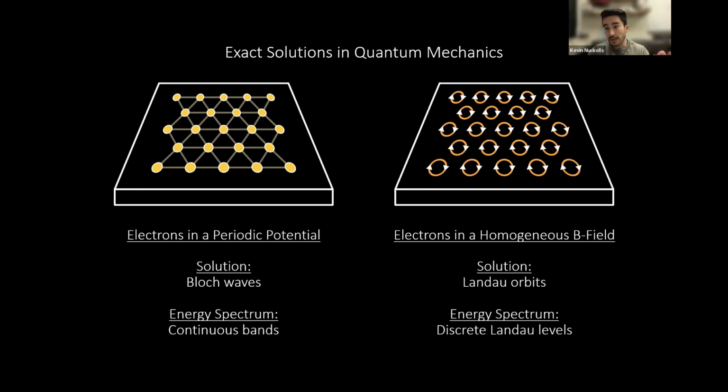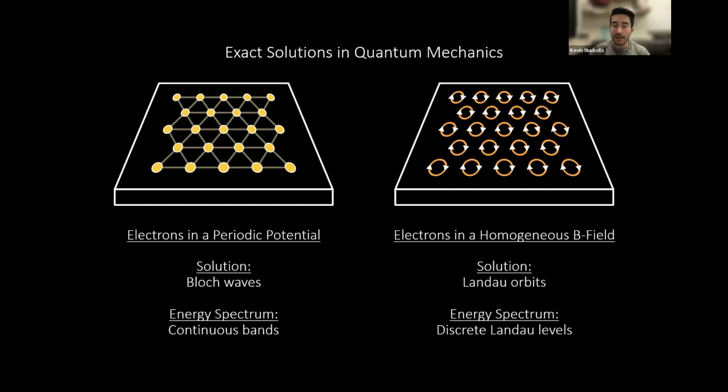And the energy spectrum that they emit is also very different. These are represented by discrete flat bands, which we call Landau levels. So hugely degenerate, macroscopically degenerate Landau levels that are separated by large energy gaps. So highly discontinuous as a function of energy.